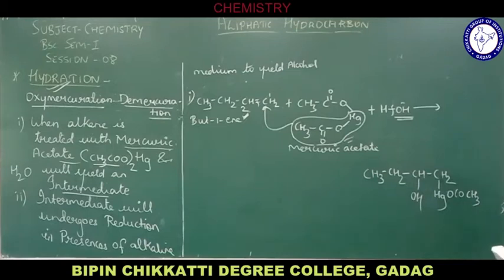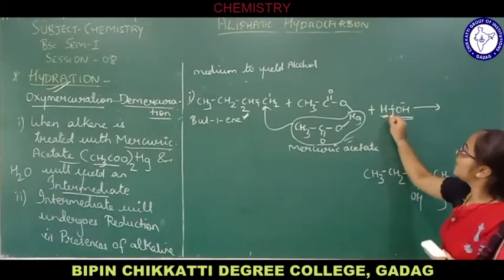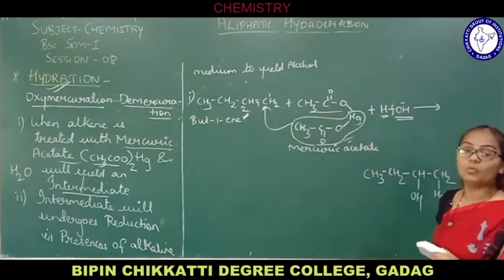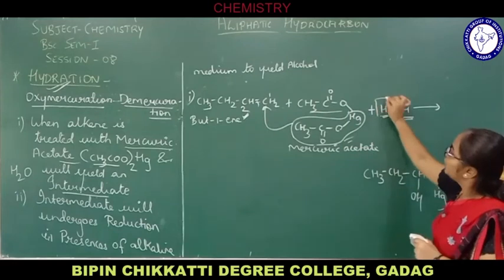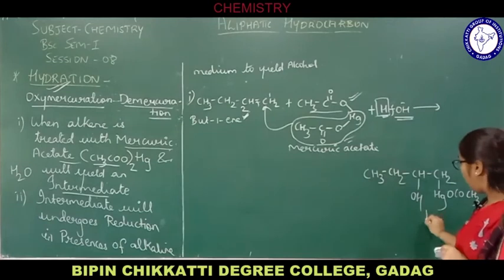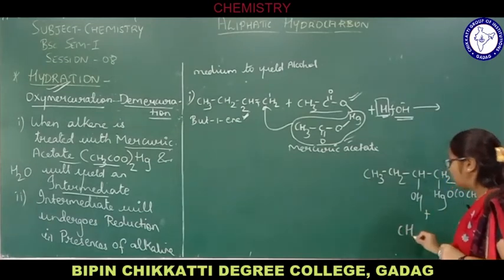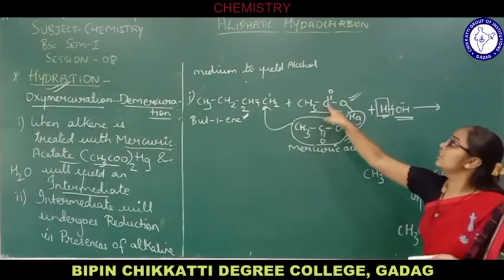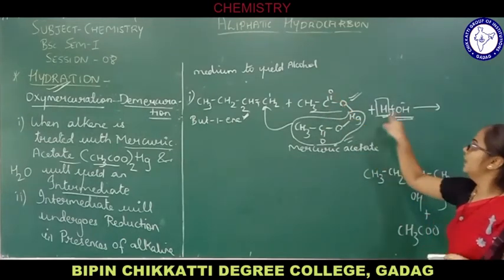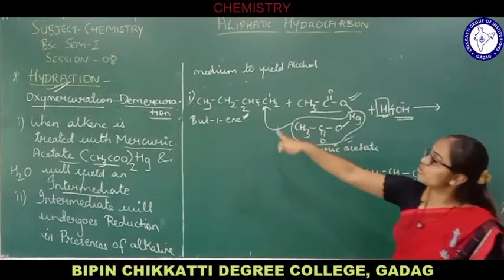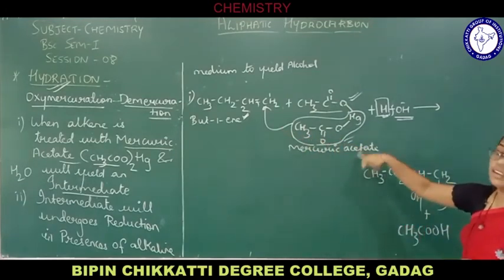Then the question that should arise is what happened to this hydrogen and this acetate group? One more acetate group is there, no? What will happen to them? This hydrogen of water will go and get attached to this acetate ion to form acetic acid, which is CH3COOH. So this is the intermediate which has been formed by treating But-1-ene with mercuric acetate and water.